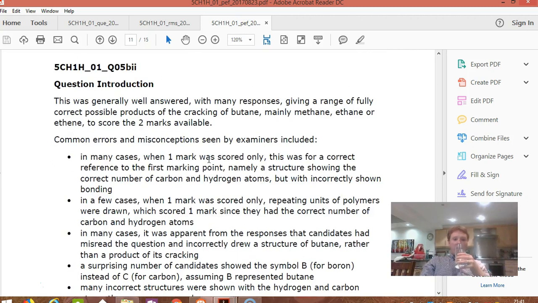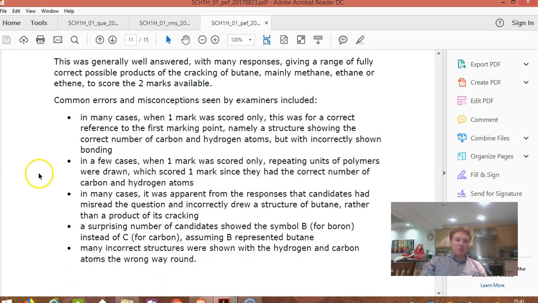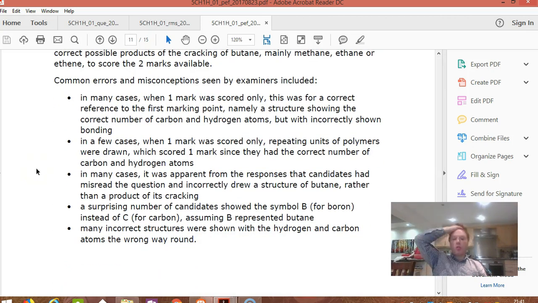It was generally well answered. Mainly methane, ethane, or ethene. 1 mark was scored for correct reference to the first marking point, namely the structure, where the bonds were wrong. In a few cases, 1 mark was scored for repeating units of polymers. Others scored 1 mark because they had the correct number of carbon and hydrogen atoms. In many cases, it was apparent from the response that candidates misread the question and drew the structure of butane. A surprising number of candidates showed the symbol B for boron instead of C for carbon, representing butane.